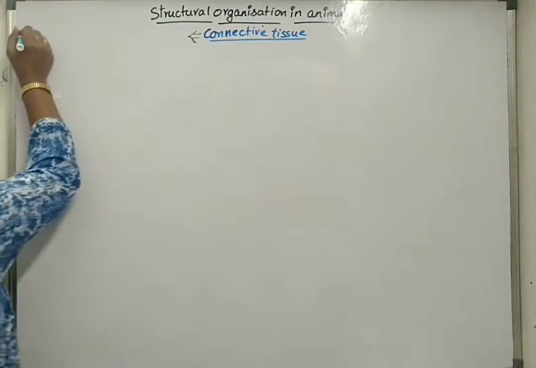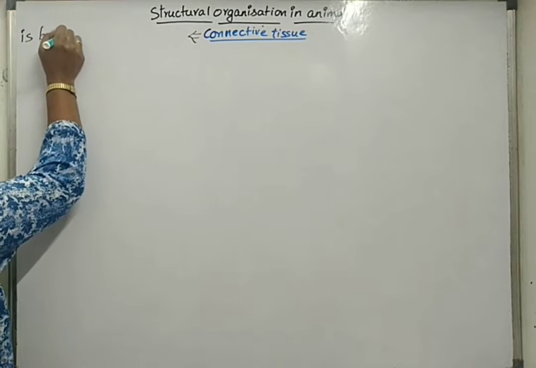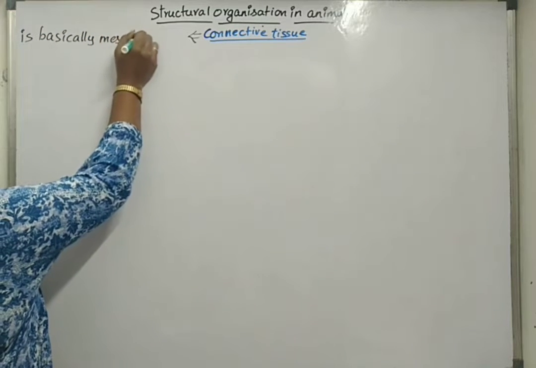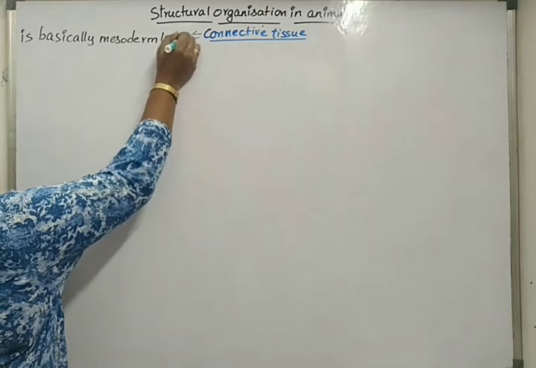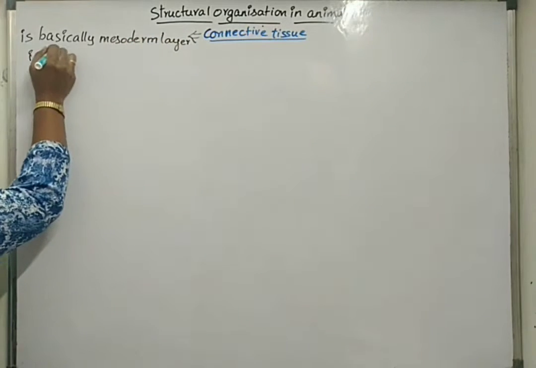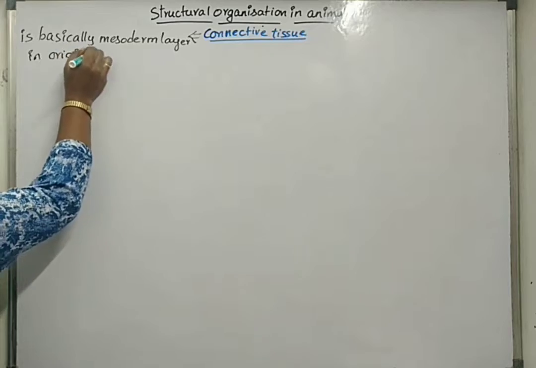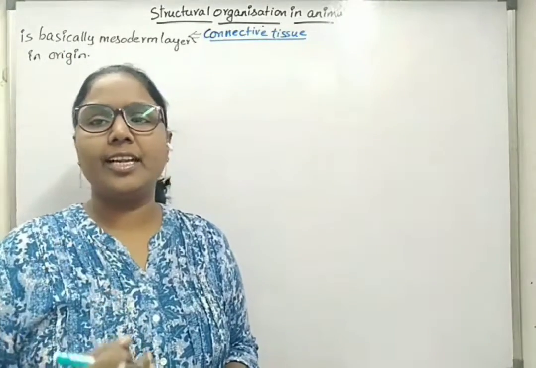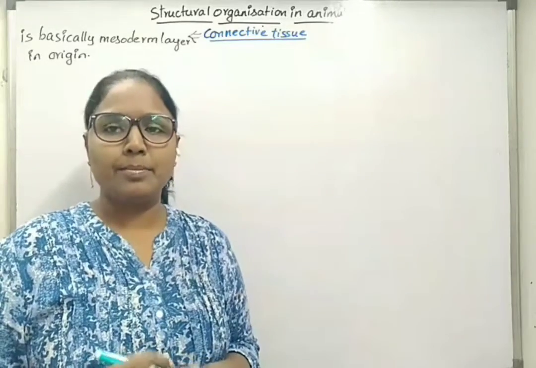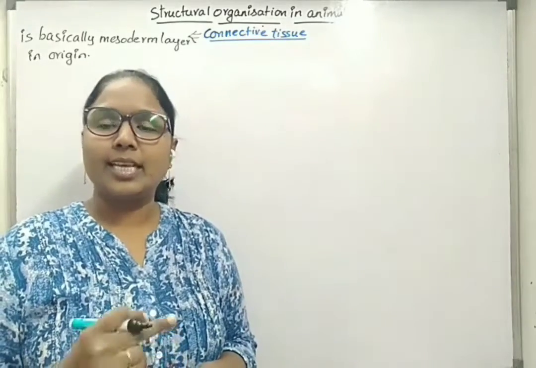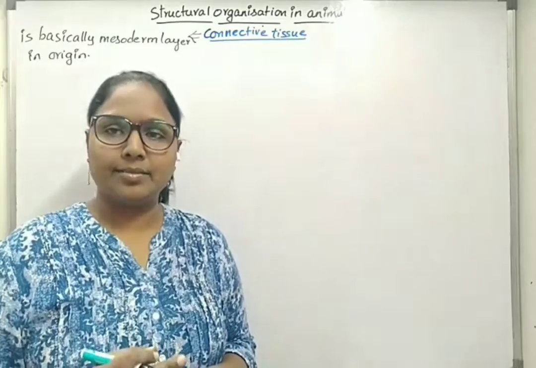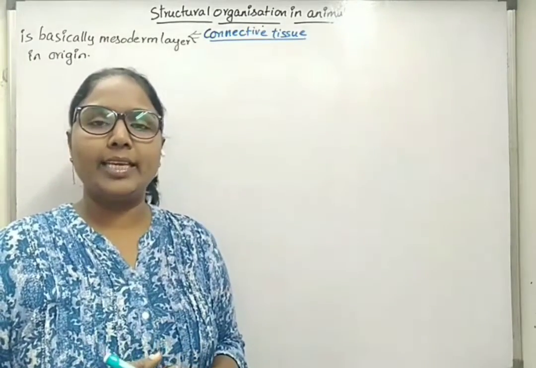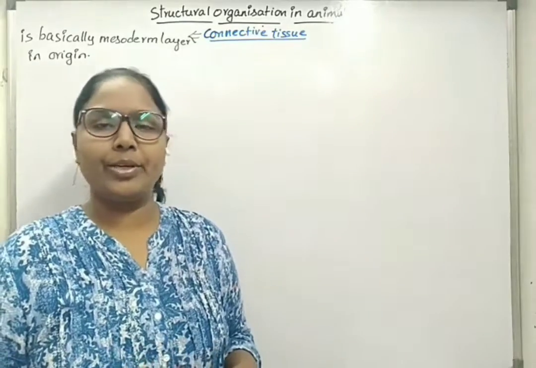So connective tissue is basically mesoderm layer in origin. It means during embryonic development, we see three different layers in the embryo: ectoderm, mesoderm, endoderm. This connective tissue is said to be originated and developed from the mesoderm layer of germ layers or embryonic layers.